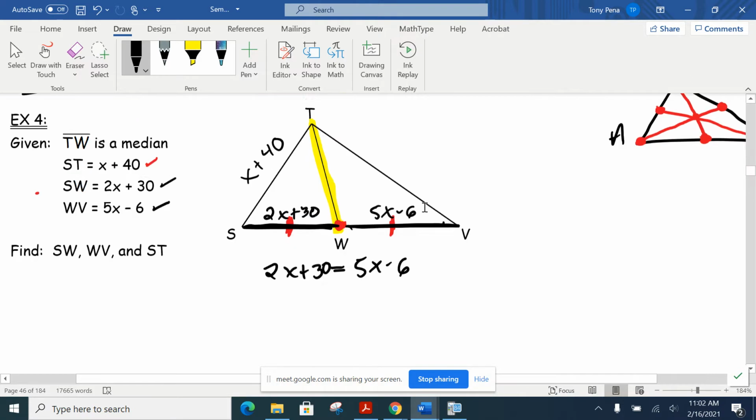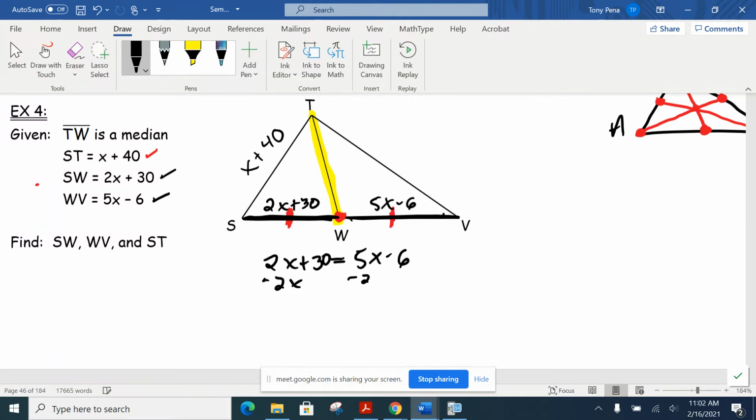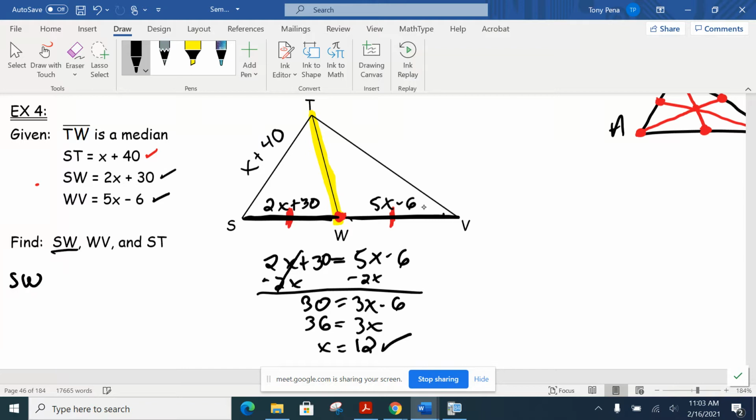Solve that. So we'll get 30 equals 3x minus 6, add 6 over. Divide everything by 3. 36 divided by 3 should give us 12. Don't circle it and think you're done. We want all 3 of these sides. Now we actually want to know what these lengths are. So the first one we're going to do is SW. If I now want SW, what SW was defined to be was 2 times x plus 30.